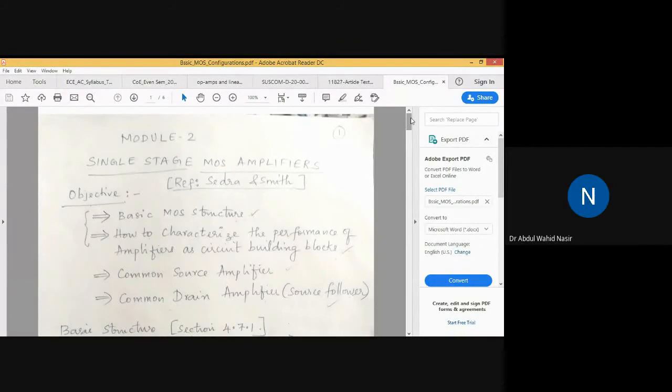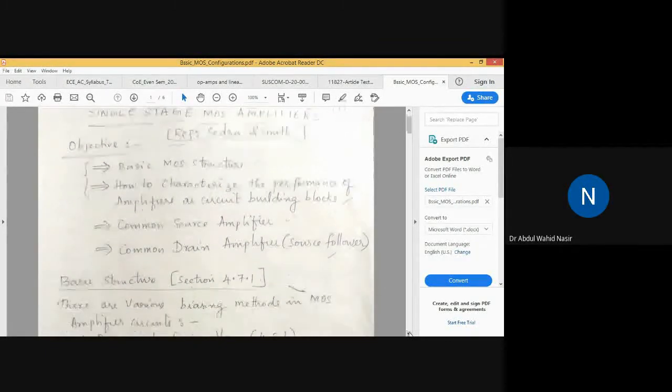Module 2 is single stage MOS amplifier. The textbook referred for this topic is Sedra and Smith. What are the objectives? What are the things that we are going to see? We'll be learning the basics of MOS structure, and then how to categorize the performance of amplifiers as circuit building blocks.